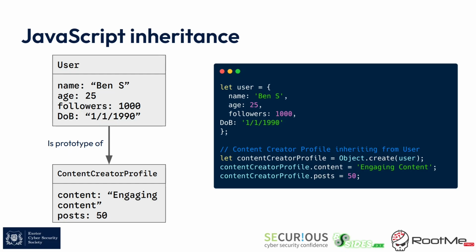So this is what I mean: in this code, you've got content creator profile, which is technically its own object. But because the user is a prototype of that object, it also inherits all of the properties. And we will see how this is really useful when it comes to going up and down the prototype chain.